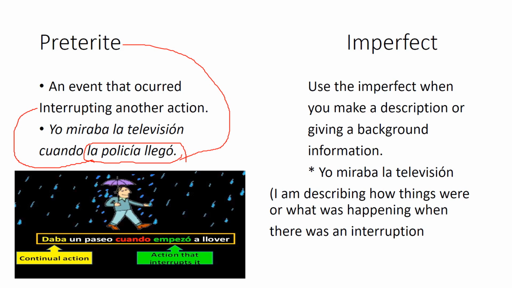Or if you're making a description, yo miraba la televisión. Yo jugaba en el equipo de béisbol. I played for the baseball team. I was watching the TV. Every time you're making descriptions of any event or giving background information about a situation or a person, you need to use the imperfect tense. Why? Because I am describing how things were or what was happening when there was an interruption. Okay?